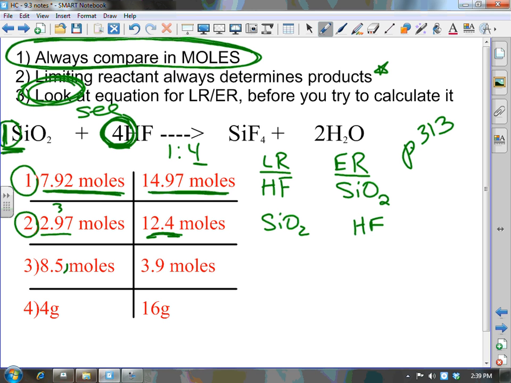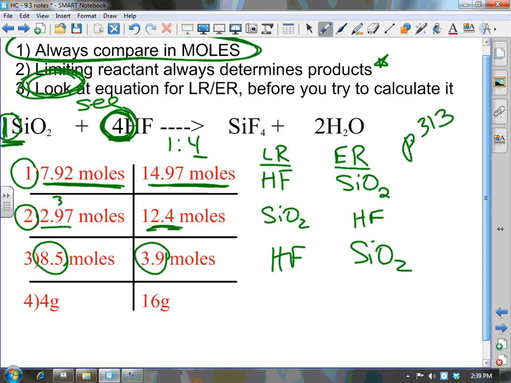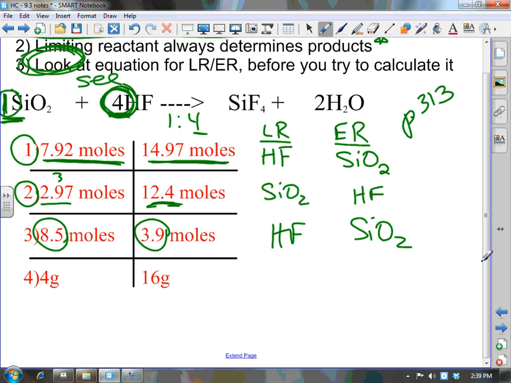Do I have 4 times more HF than SiO2? Obviously, no. I don't even have equal amounts. So we're back to HF being the limiting reactant and SiO2 being the excess. The last example, 4 grams and 16 grams. Oh, yeah, I got 4 times more. It's going to run out.